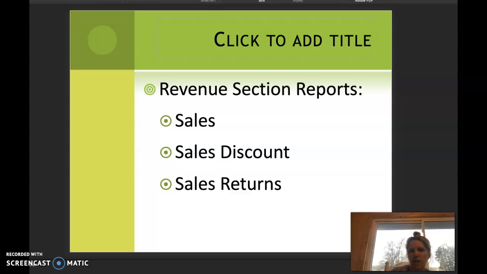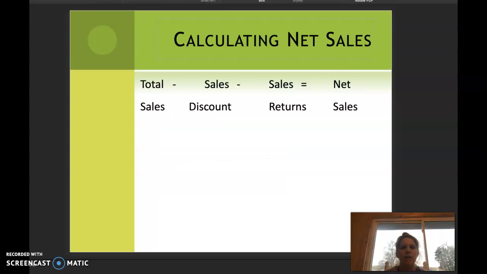So as far as our revenue section is concerned, we have three amounts we need to put in from there. So that's going to be our sales, our sales discount, and our sales returns. And then after we have found those three numbers, we will be calculating our net sales. So our simple formula for that will be taking our total sales, subtract the sales discount, subtract the sales returns, and get your net sales.